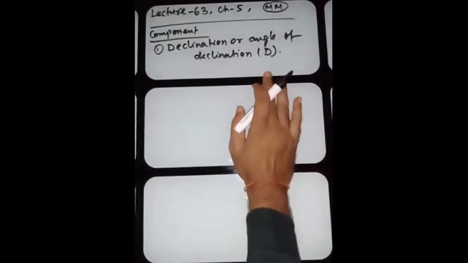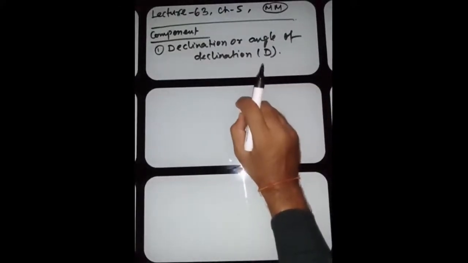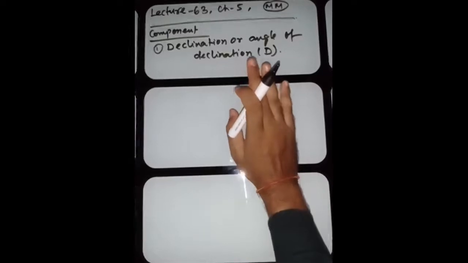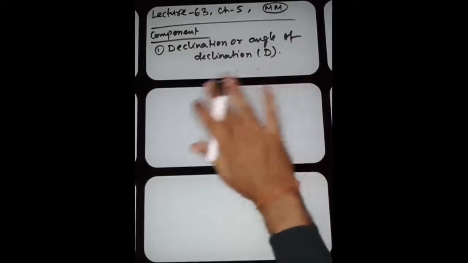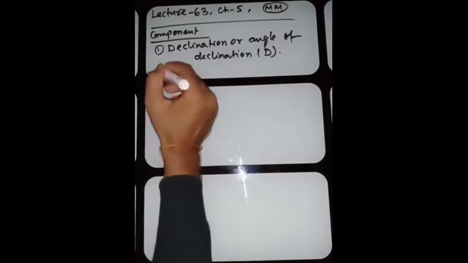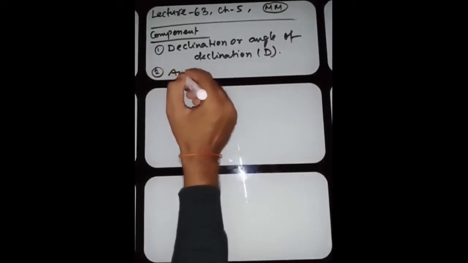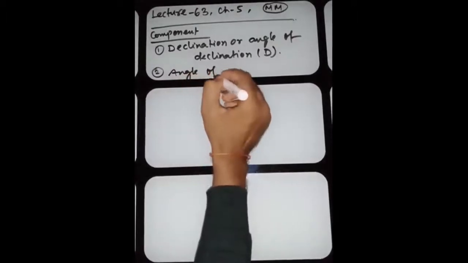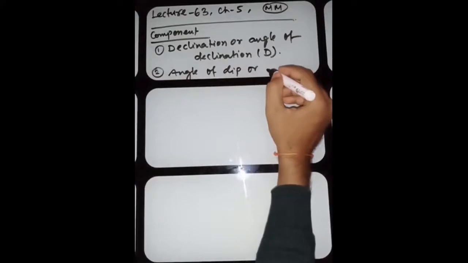Write the definition directly. It is the angle between geographic meridian and magnetic meridian planes. That's it. Nothing more you have to explain in the examination. Now the second one is the angle of dip, or you can say the angle of inclination or magnetic inclination.